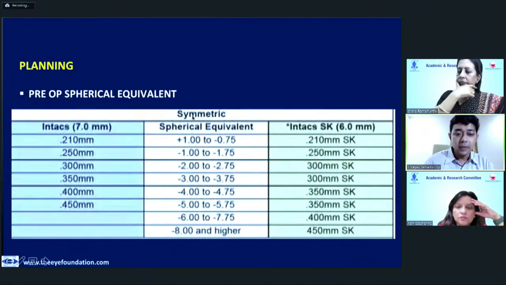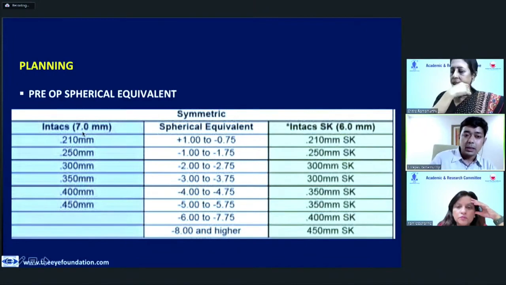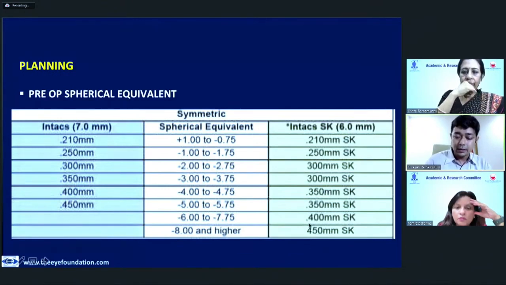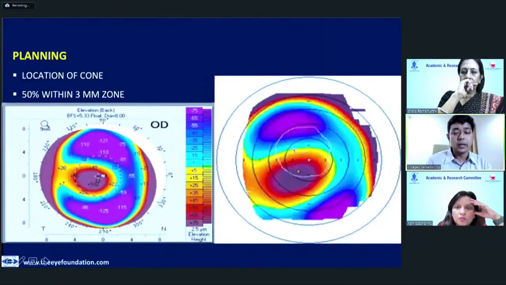And we either have an INTACS which is implanted in the 7 mm zone, or more often we use the INTACS SK, or INTACS severe keratoconus, which is implanted in the 6 mm zone. So closer to the center of the cornea, greater the effect. So as you can see here, the thinner segment gives a greater refractive effect when it is implanted towards the center of the cornea.